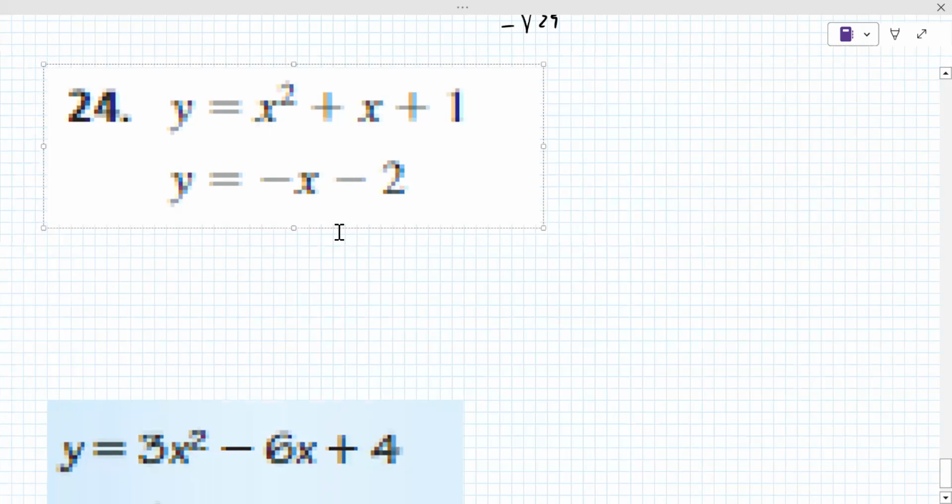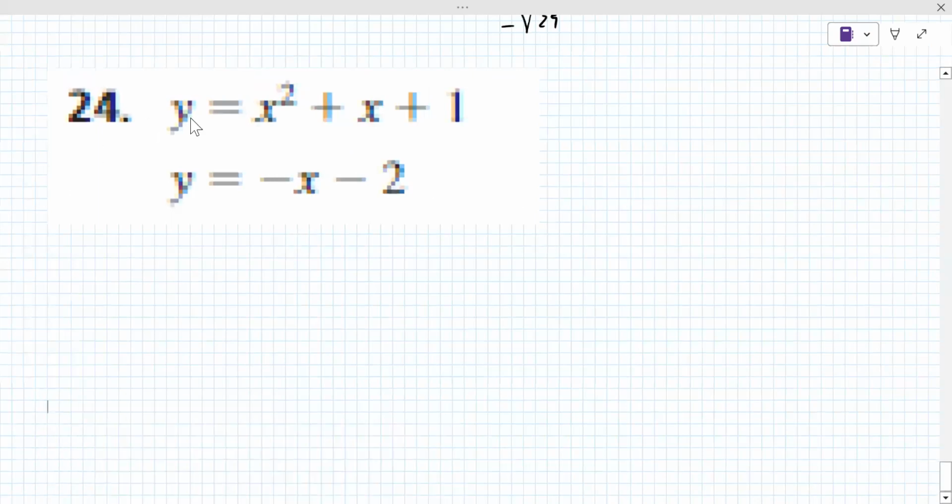Okay, so then negative x minus 2 equals x squared plus x plus 1. So this one you do have to do the elimination. You have to subtract the equations again. Let me check to see if these work out nicely.